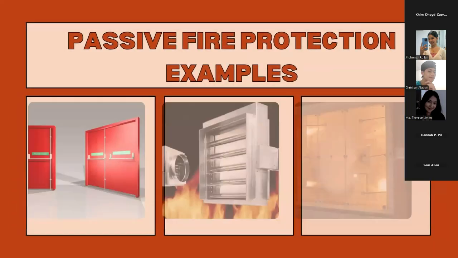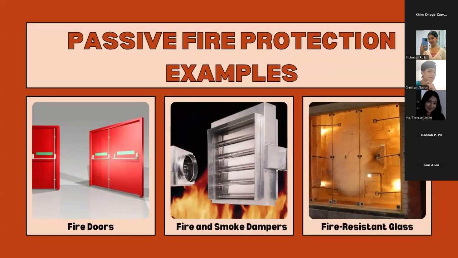Here are some examples of passive fire protection. First are fire doors. They are specifically designed and built to slow the spread of fire between rooms or spaces of a building. They are self-closing, made of fire-resistant materials, and have seals that expand when exposed to heat, creating a tight barrier against flame and smoke.